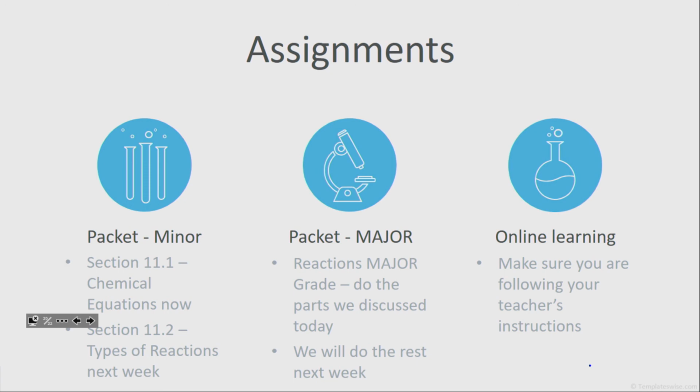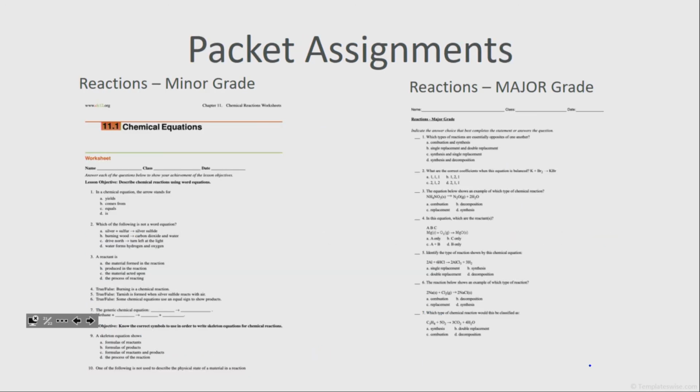Section 11.2, we're going to cover next week. On your major grade, pull open that major grade and go through and do any that we talked about today, which should be balancing reactions, talking about products and reactants and arrows and plus signs. So go ahead and get those done. Again, in chemical equations, that 11.1 is going to look like this, where your major grade is going to look like a multiple choice test.